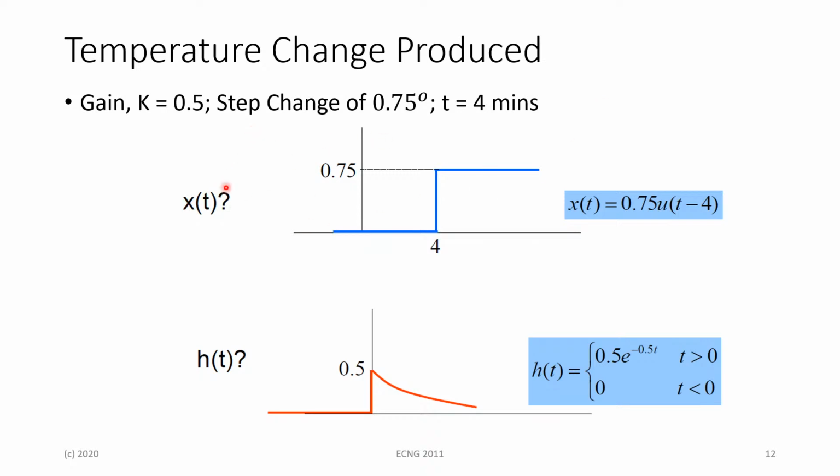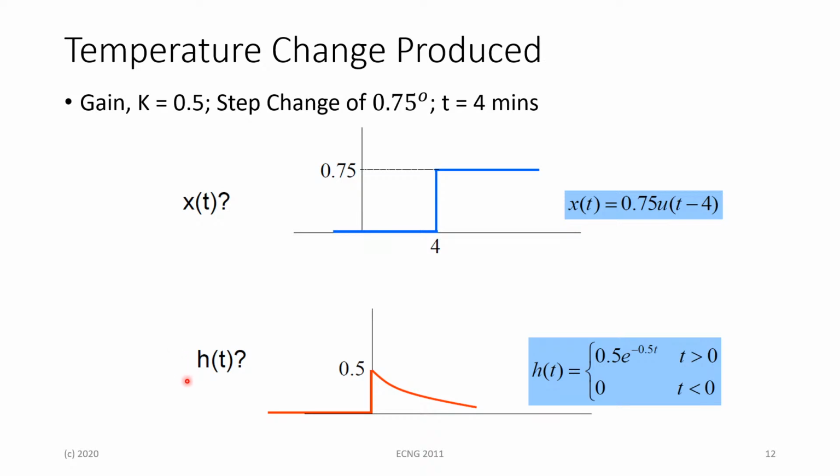Because we know what x of t is, being a step change of 0.75 occurring at t equals 4, we can have a resultant equation for x of t equal to 0.75 u of t minus 4, because this is just a shifted step equation where we start at t equals 4 with a magnitude of 0.75.